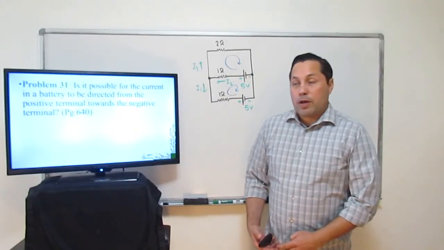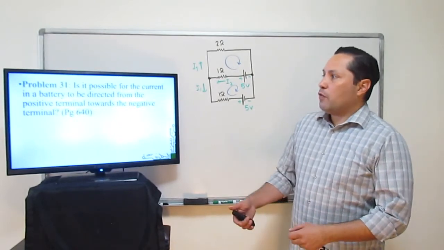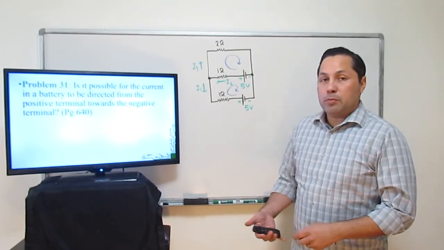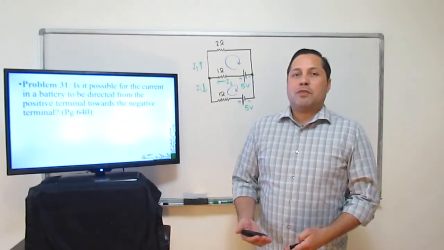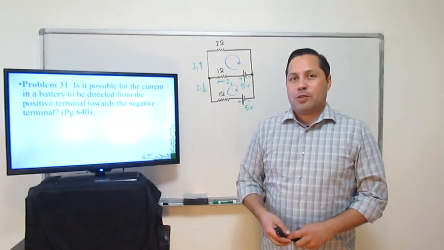In problem 31, we're asked the following question. Is it possible for the current in a battery to be directed from the positive terminal towards the negative terminal? Yeah, that is possible. It happens every time you plug in a rechargeable battery. That scenario will take place.